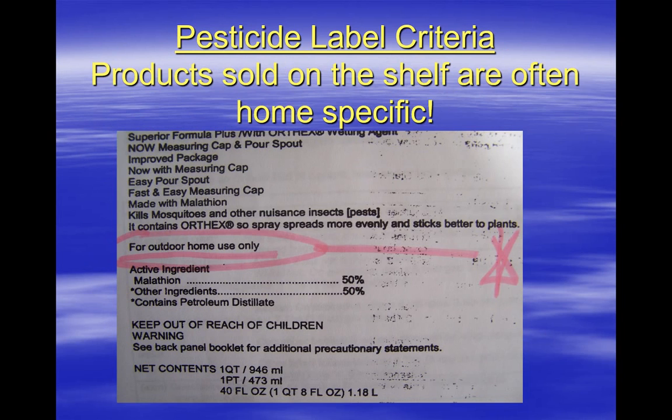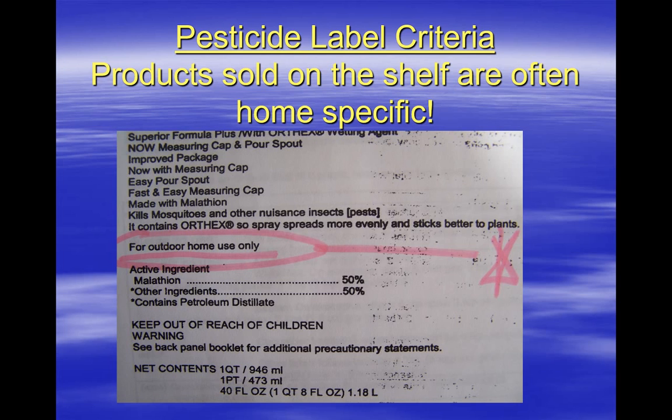The first label we will look at has a couple of problems. This particular label contains an active ingredient which is not approved for greenhouse use. The product label states that it is only for outdoor home use. It cannot be used in an indoor commercial facility.